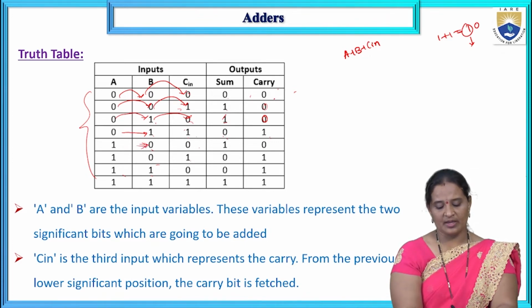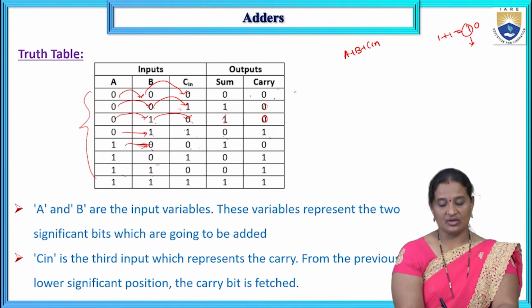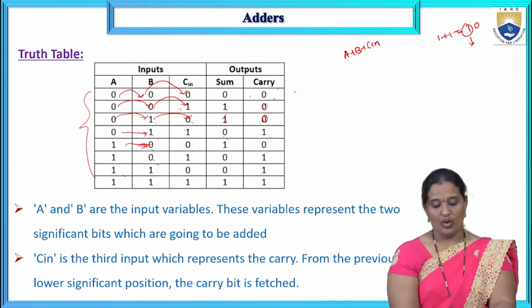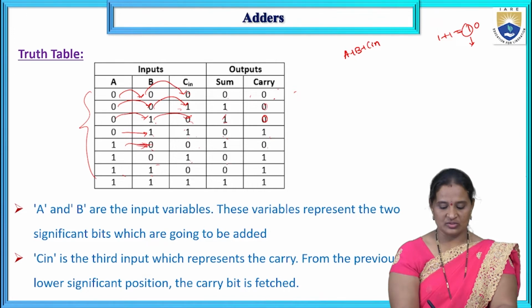Now 1 plus 0 is 1. And 1 plus 0 again is 1. So that is why the carry output is 0. Now coming to 1 plus 0, 1. 1 plus 1 is 0 with a carry 1. So the sum output is 0 and the carry output is 1.